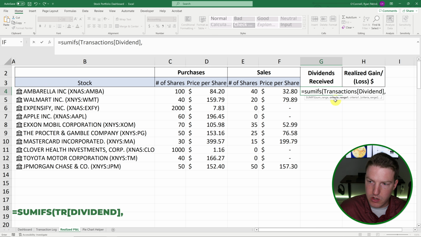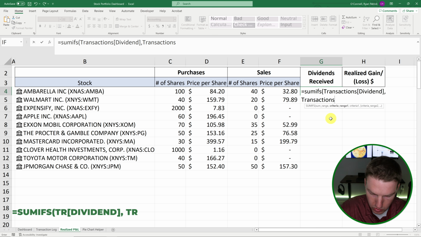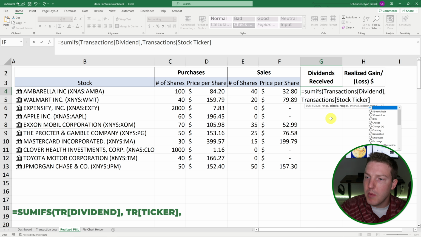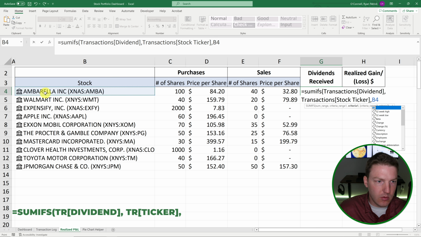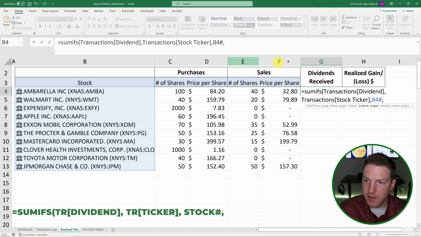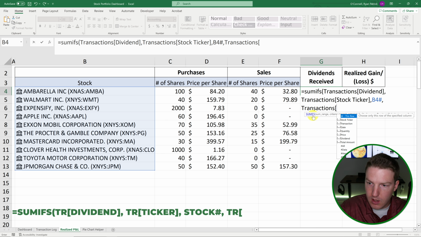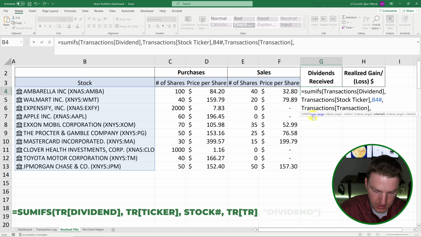The first criteria range is also going to be in the transactions table, and we're just going to be looking for the name of the stock, so stock ticker, and we want to make sure that it is equal to the value that we have in B4 right here. Let's again use that spilled array $. And then the second criteria that we're going to be looking for is also in the transactions table, and we're going to be checking the transaction type, so just column transaction, and we want to make sure that it is equal to dividend.